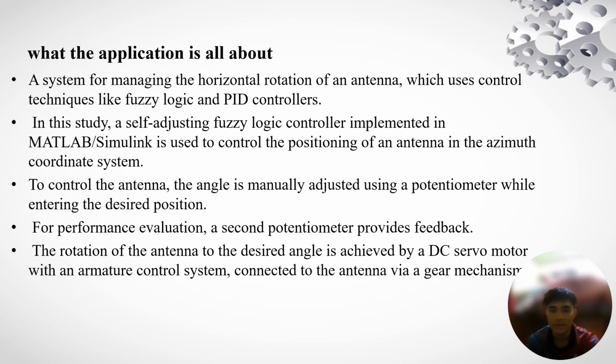logic controller implemented in MATLAB or Simulink is used to control the positioning of the antenna in the azimuth coordinate system. To control the antenna, the angle is manually adjusted using a potentiometer while entering the desired position. For performance evaluation, the second potentiometer provides feedback. The rotation of the antenna to the desired angle is achieved by the DC servo motor with armature control system connected to the antenna via the gear mechanism.